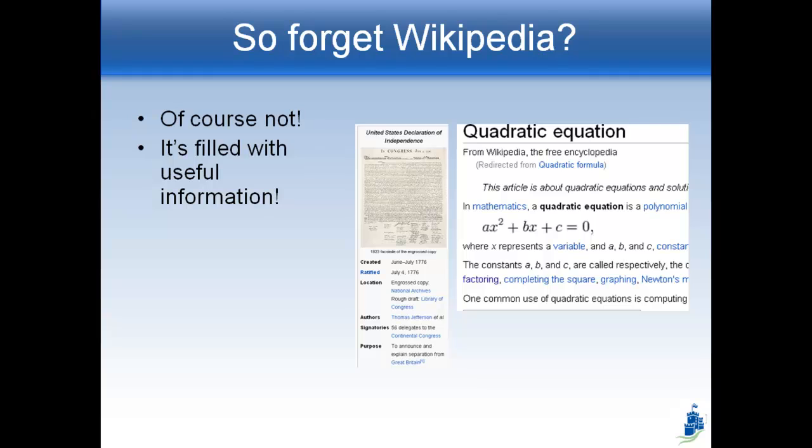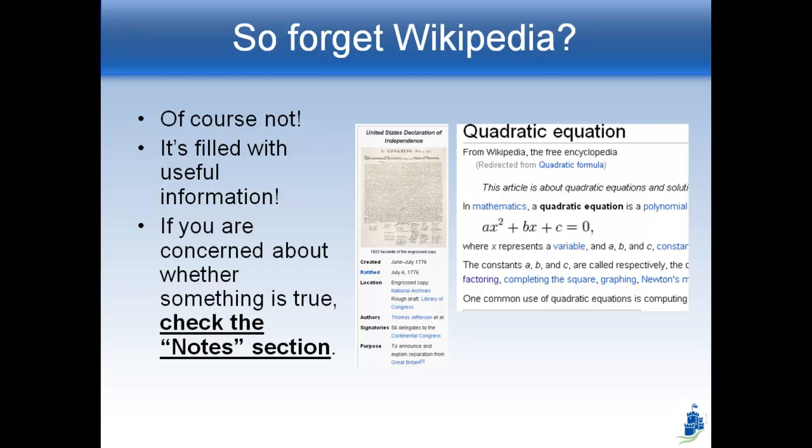Okay? But when we're talking about writing papers for school or doing official research, we need to find other sources that we can trust a little bit more than Wikipedia. Wikipedia is a place to find information and get started. It is not a place to find definitive proof of something one way or another.